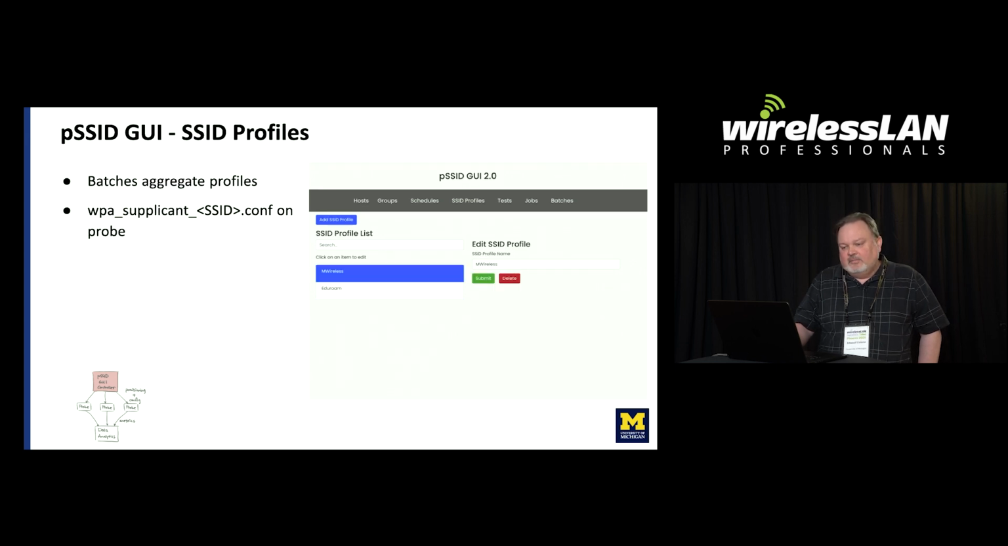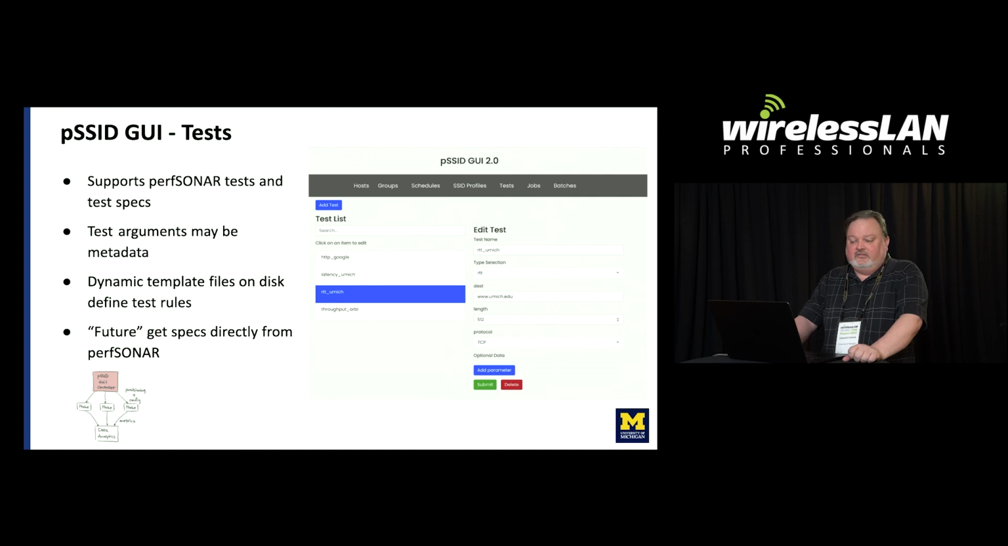search for these problems. The SSID profiles describe the SSIDs in your environment, and they correspond to a WPA supplicant config file that are on the probes. The tests, like we said before, are inherited from a template. They describe the arguments for the tests like throughput, latency, and other attributes. And if you're missing an attribute that you know is supported by PerfSONAR, they have an option to go ahead and add that.